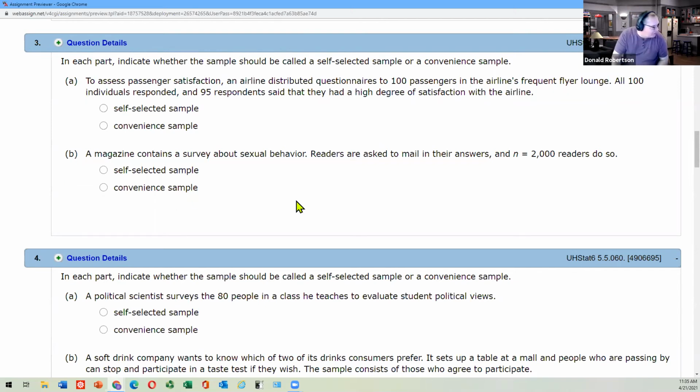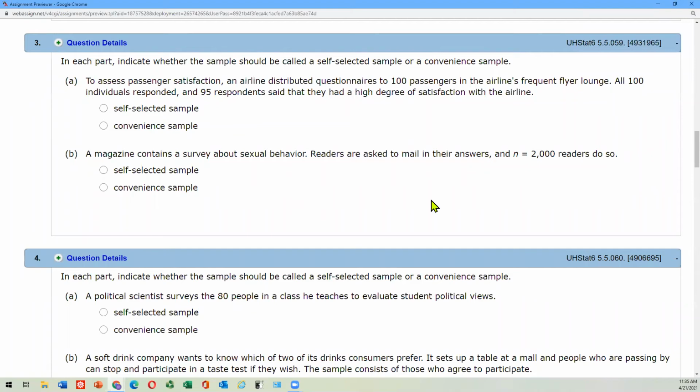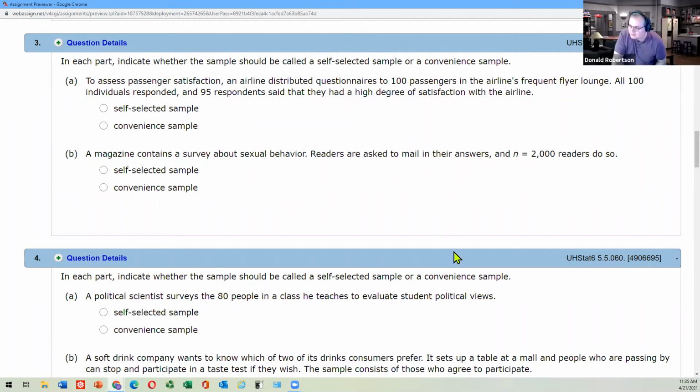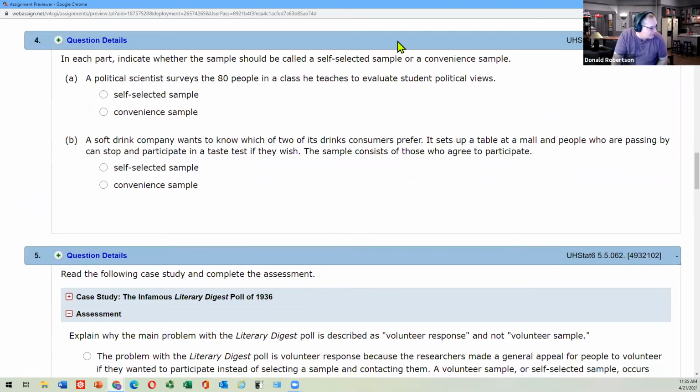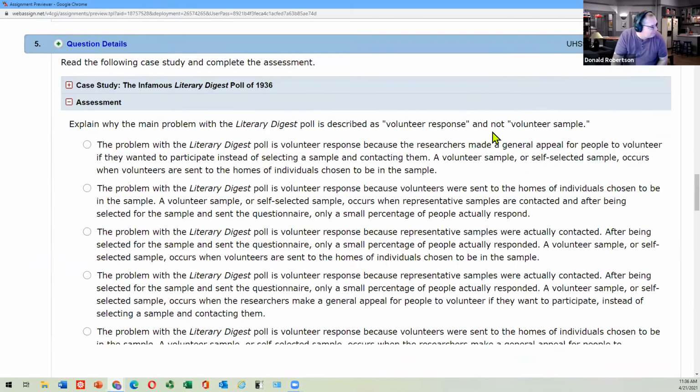A magazine contains a survey about sexual behaviour, and readers are asked to mail, God, who would ever do that? Mail in their answers, right? Would you agree that's an example of self-selected? It's probably convenience as well, but I think the responses you get, aren't they only going to be the people who decide to mail in? So I think it's stronger on one than it is in the other. And of course, I'll probably disagree with the book occasionally.